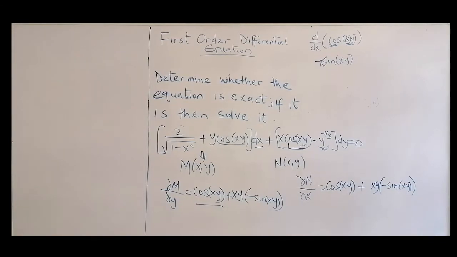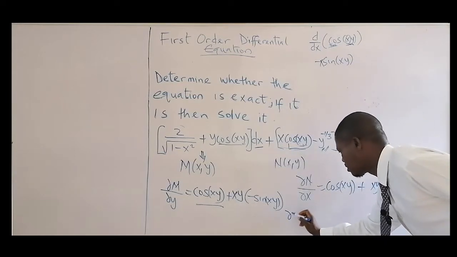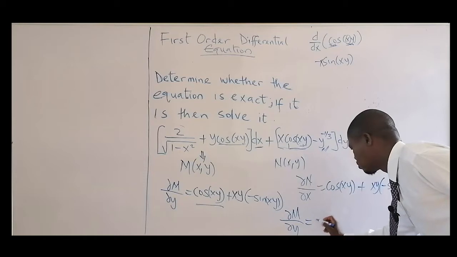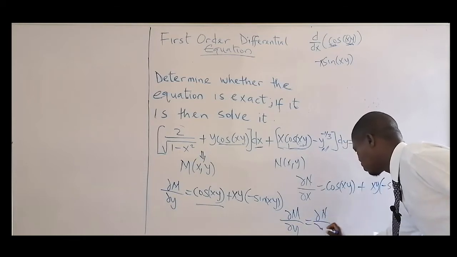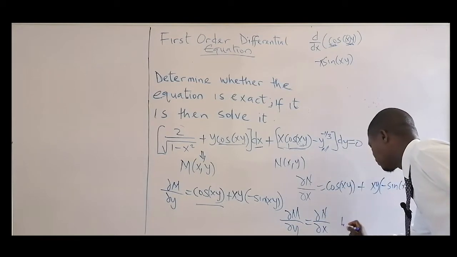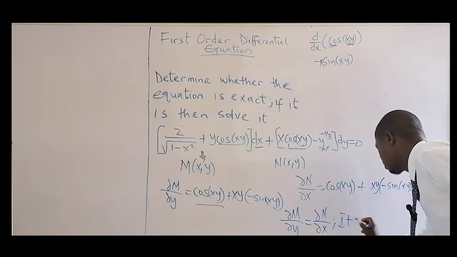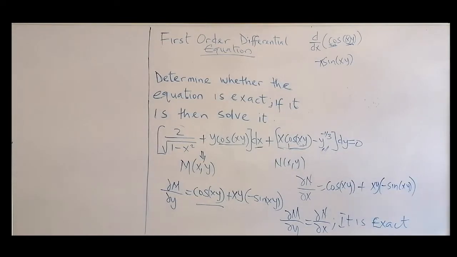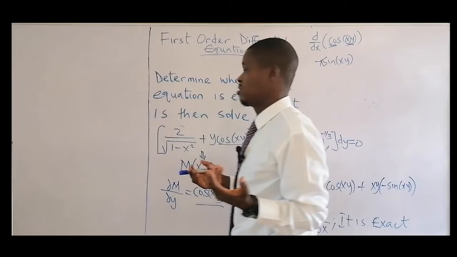They're the same thing. So this is exact. The partial differential of M with respect to y is equal to the partial differential of N with respect to x. It is exact. Okay. So that one has been done. Then the next thing to do now is that if it's exact, then solve it. Give us the solution. Okay.